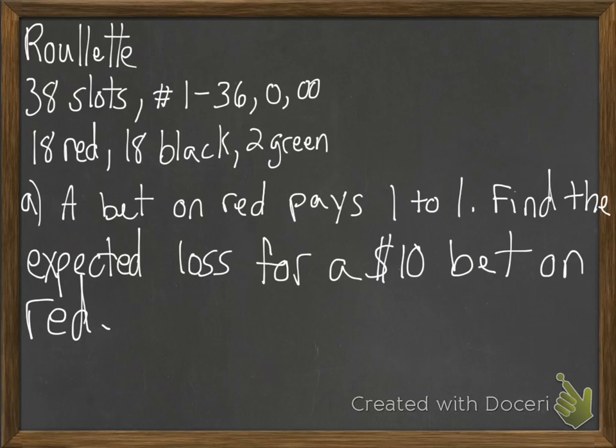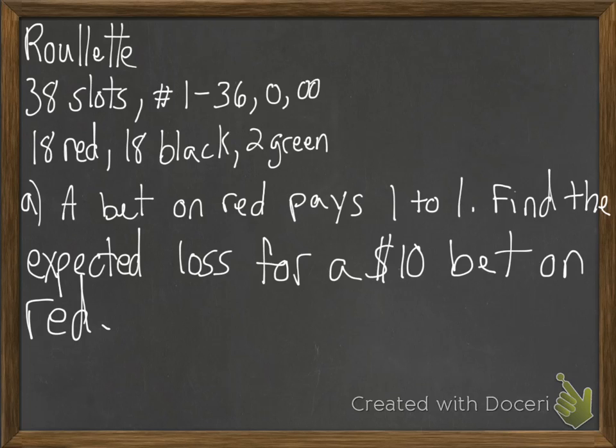Okay, we're going to look here at another expected value problem. This one deals with a game of chance, specifically the game of roulette. We're told that a bet on red pays 1 to 1. We want to find the expected loss for a $10 bet on red.